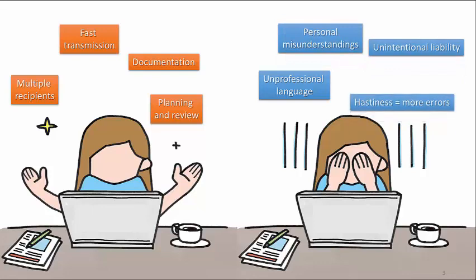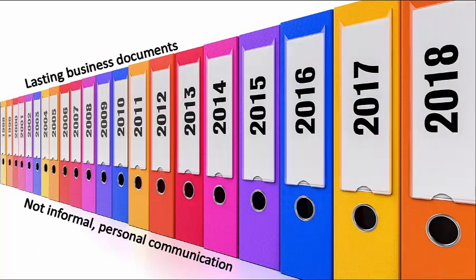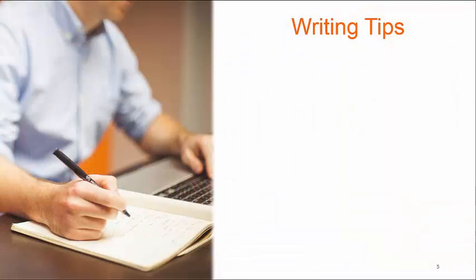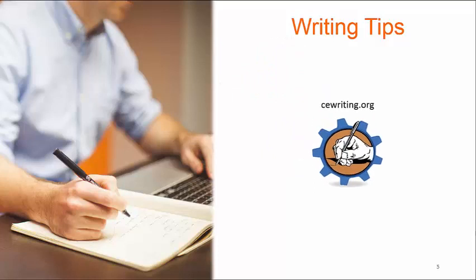In the context of engineering workplaces, email messages are lasting business documents, not informal personal communication. This unit describes emails from the perspective of practicing engineers and provides specific tips for effective email use. The written unit of this version has 15 tips for professional emails. All of this advice comes directly from experienced engineering practitioners. You can find the language unit at cewriting.org.